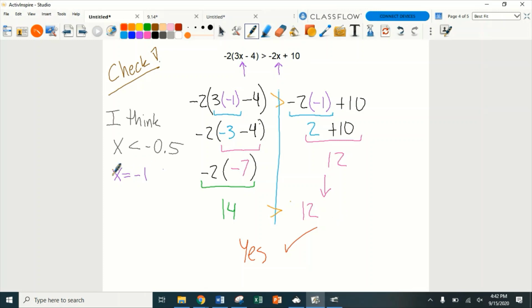We checked x equals -1, but that was only one value inside our range. So what is our real answer? In the plan portion of this problem, we said that our answer should be a range of values. And this is the range that we tested. We checked to see if x was less than -0.5, and it was. So our final answer for this problem is x is less than -0.5.